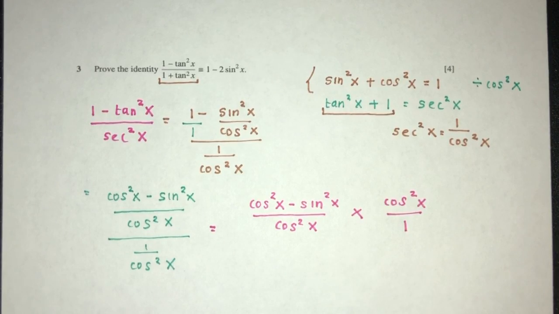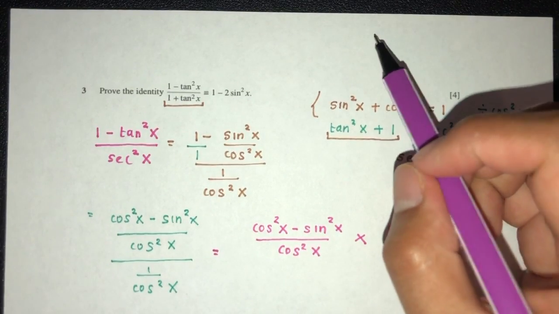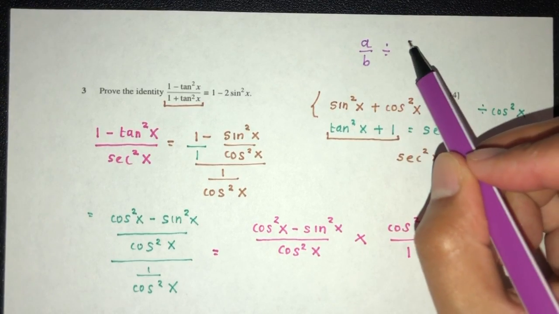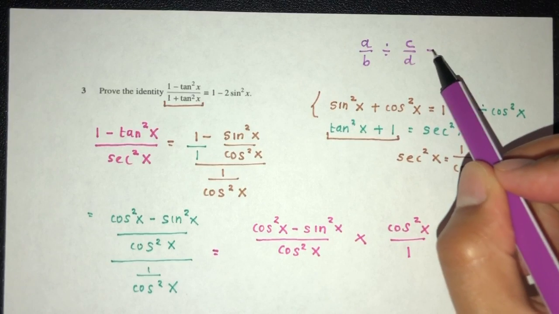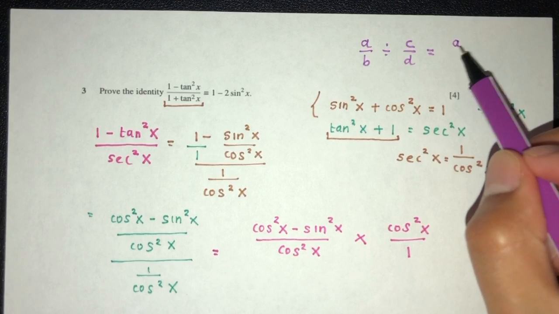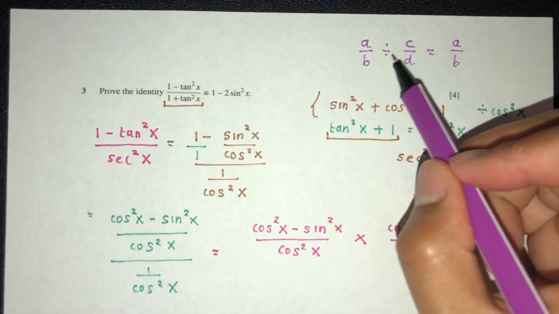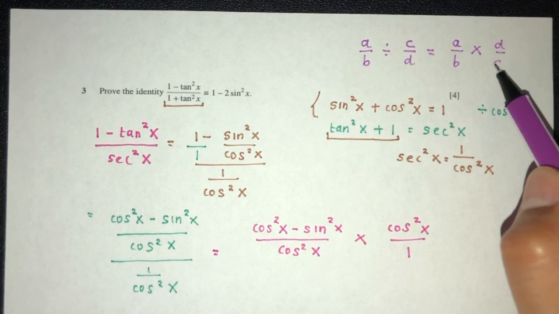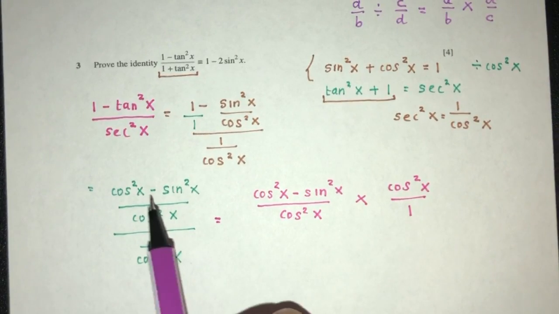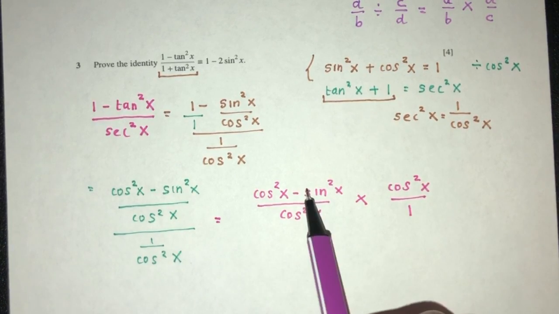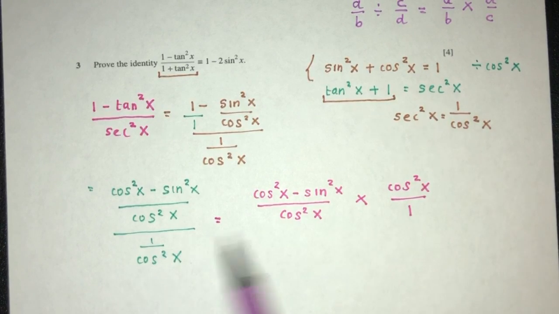I'm sure you guys learned this in O level, right? For example, if we have a over b divided by c over d, what we do usually is we leave the first one by itself, which is a over b, change divide to multiply, and flip this upside down. That will be this. So same thing applies here. We have a over b divided by c over d equal to, same thing at first, and then change this to multiply and flip this upside down.